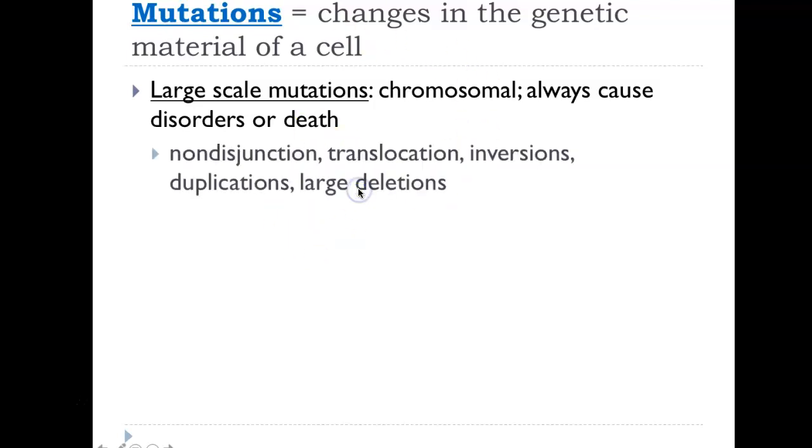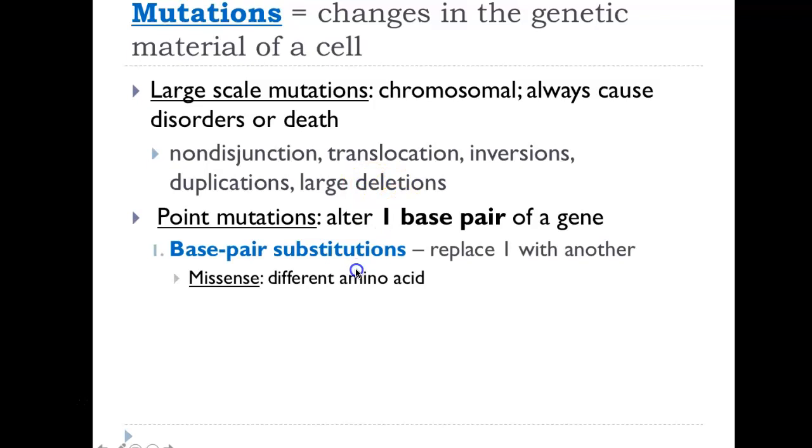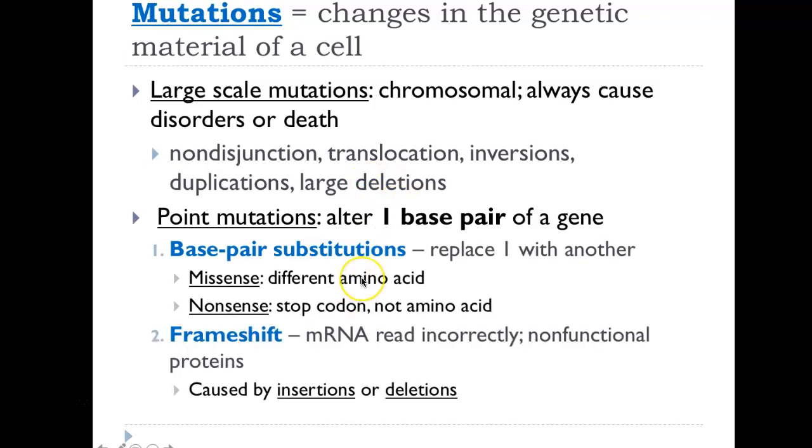We can have large-scale mutations or point mutations. For our purposes for this chapter, we are only going to talk about point mutations right now. So large-scale mutations that involve chromosomes, we're not going to touch on until we get to meiosis. So don't worry about those right now. Large-scale mutations would involve a whole chromosome and always cause disorder and death. These are the examples. We will touch on this again, though. So I would write it down just for completion's sake, but we are going to look at large-scale mutations when we talk about meiosis. Today, I want to focus on point mutations.